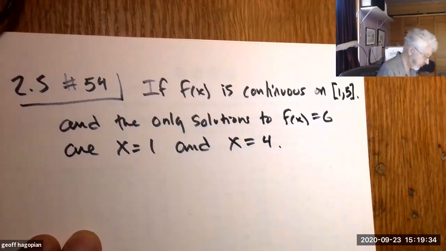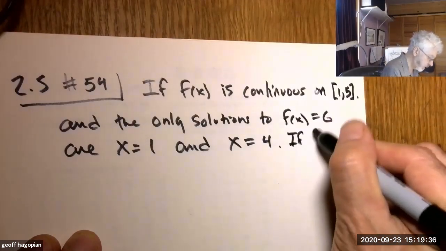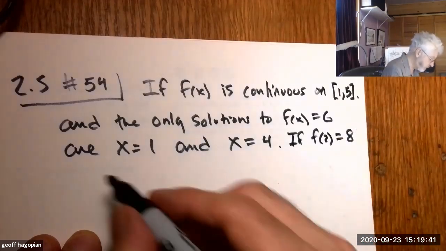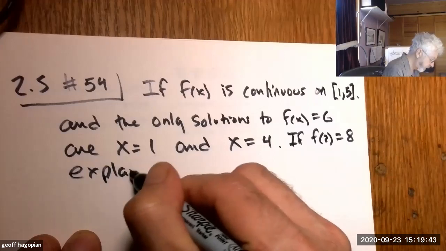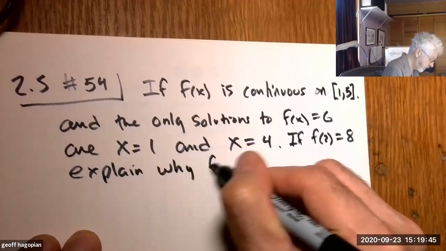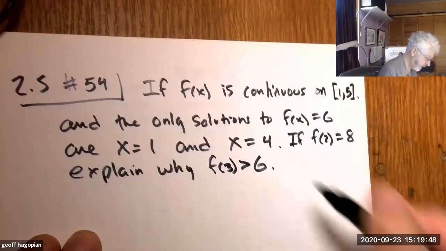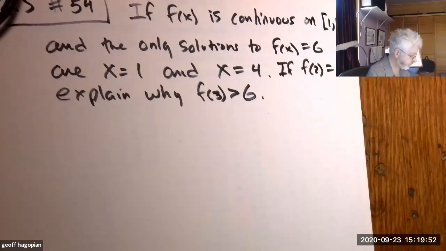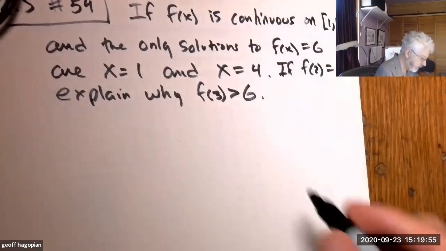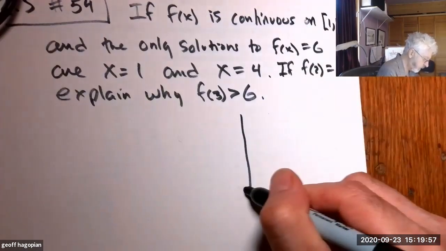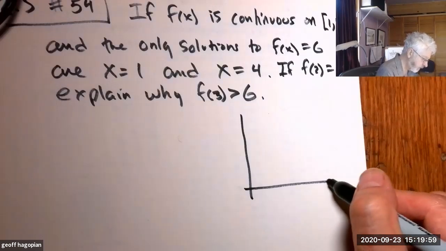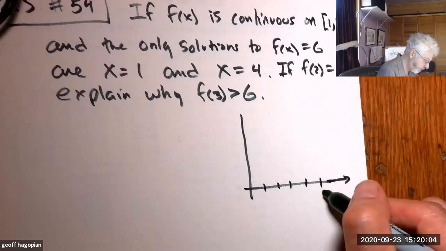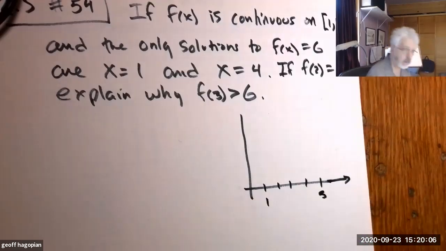If f of 2 equals 8, explain why f of 3 must be bigger than 6. Well, I think we need a picture, right, to see what's going on here. And so for that, I will draw something over here. So the action is between 1 and 5. So here are 1, 2, 3, 4, 5 perfectly evenly spaced hash marks.